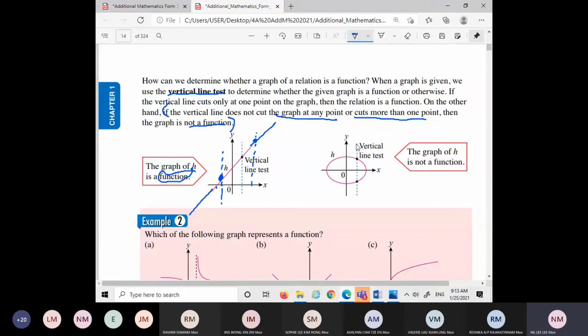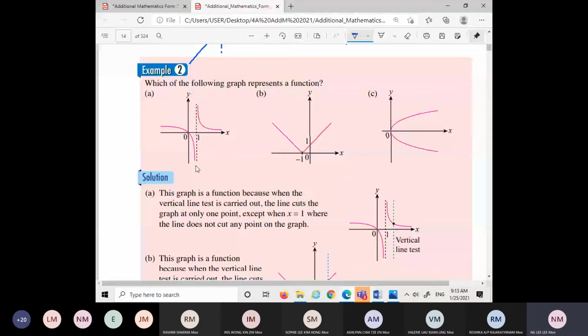Okay, so look at A. When we do the test, we don't do it purposely at x equals 1. It's because this function is not defined at x equals 1. Can you see? Except when x equals 1, we don't purposely go and do the vertical line test here. After that I will tell you why.